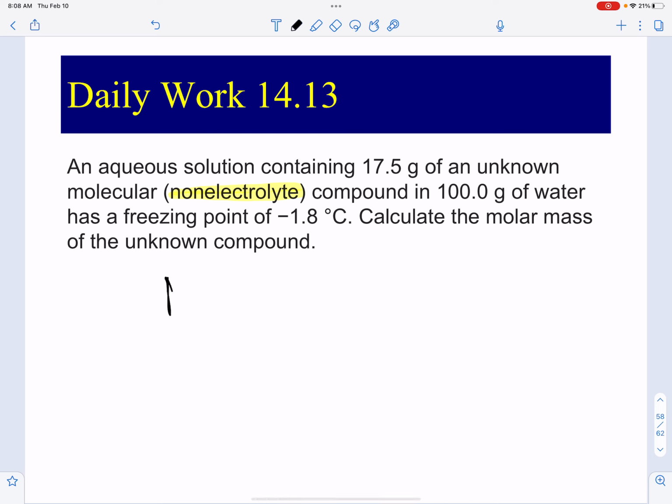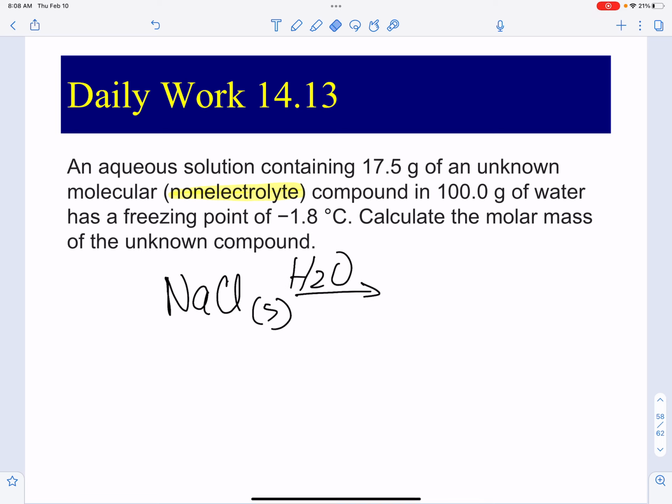If I take NaCl and I put it in water, I'm going to get Na+ aqueous plus Cl- aqueous, right?